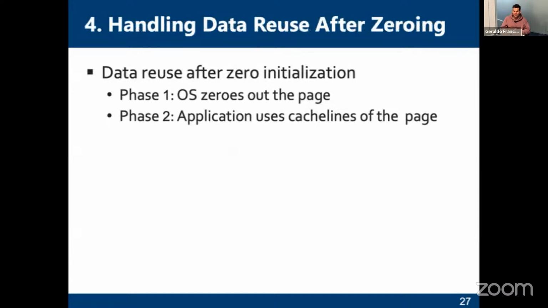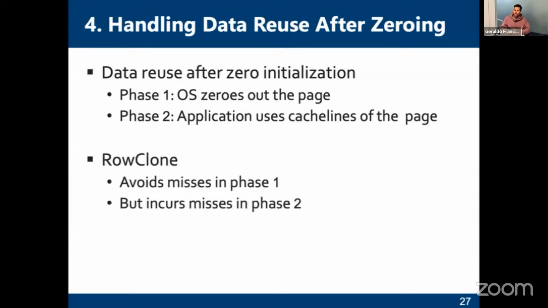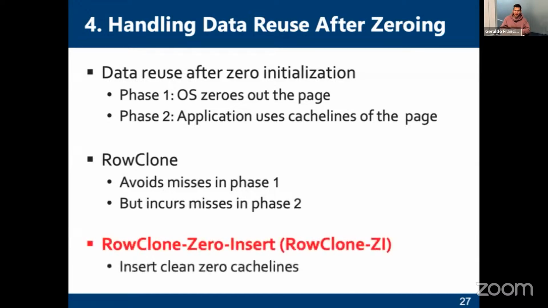After you do zero initialization, there are two phases. In the first phase, the operating system zeroes out the page, and in the second phase, the application is going to use the cache lines from this page. RowClone avoids the misses that are generated in phase one, but it might incur misses in phase two because the data is not brought up to the caches. To solve this issue, we create a new instruction called RowClone zero insert, which inserts clean zero cache lines in the cache itself.